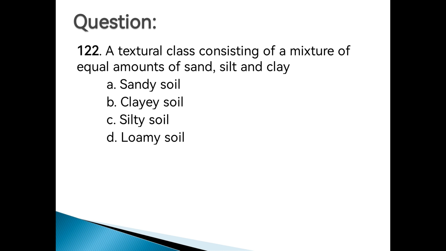122. A textural class consisting of a mixture of equal amounts of sand, silt, and clay. A. Sandy soil. B. Clayey soil. C. Silty soil. D. Loamy soil. The correct answer is D. Loamy soil.